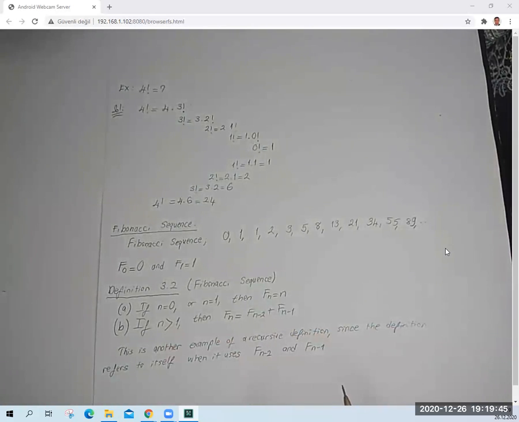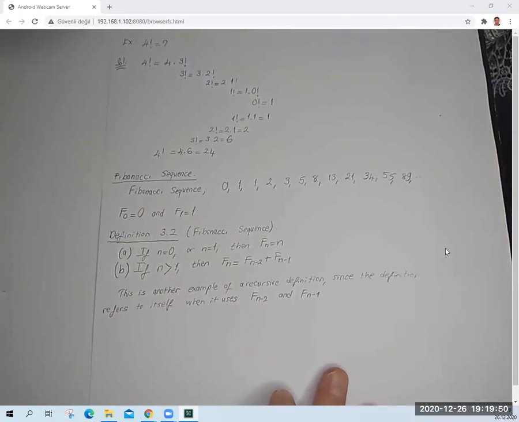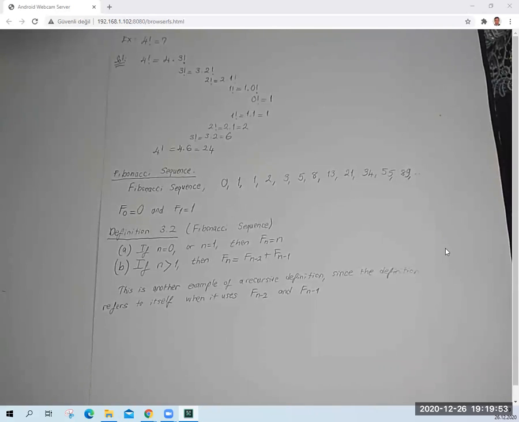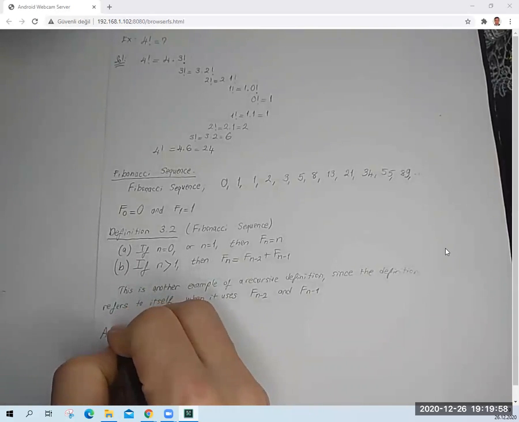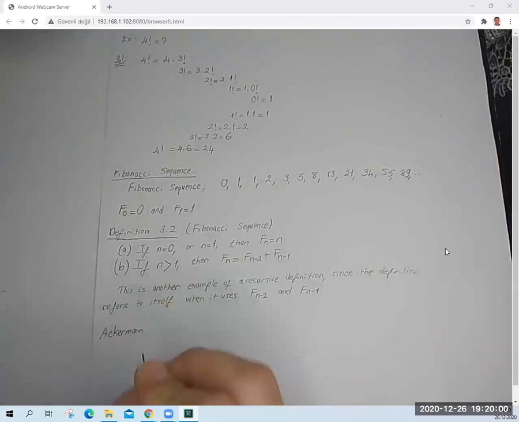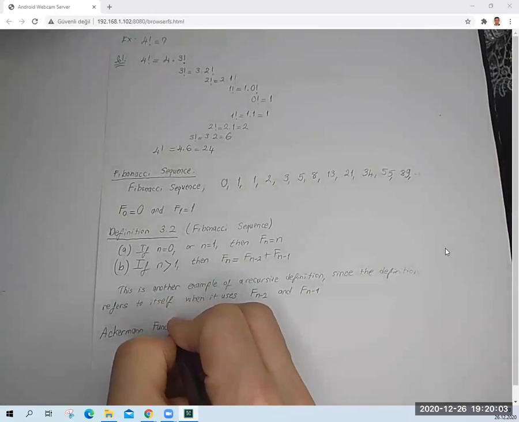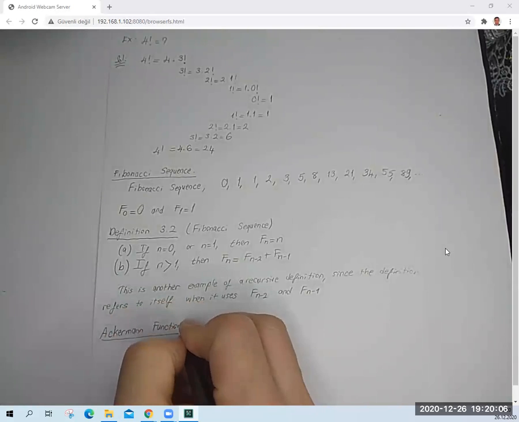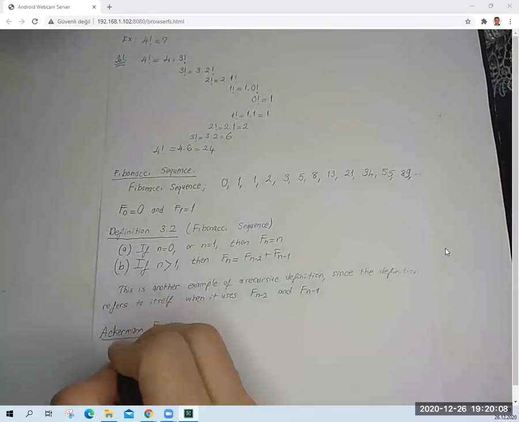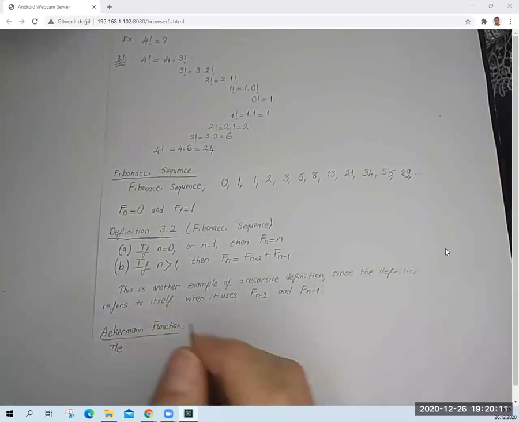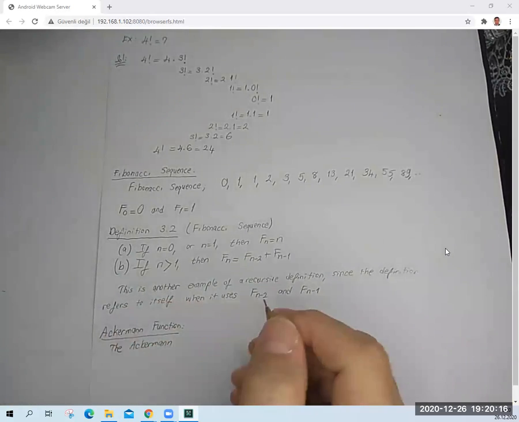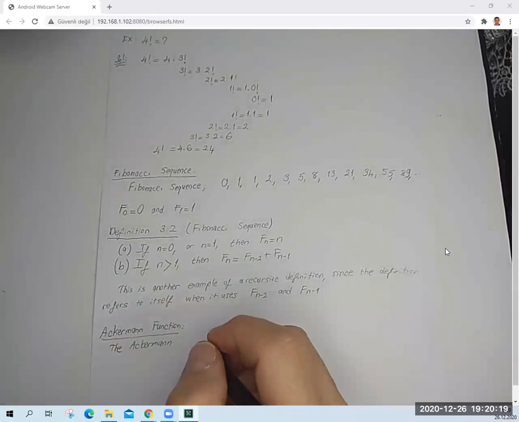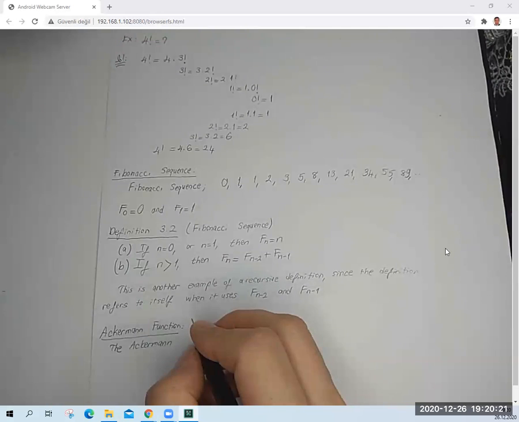And there is a new recursive function, the Ackermann function. So what does it say? The Ackermann function, there is the explanation. This is also a well-known and famous function, and this is also a recursive function.